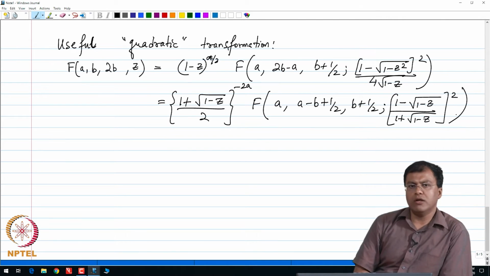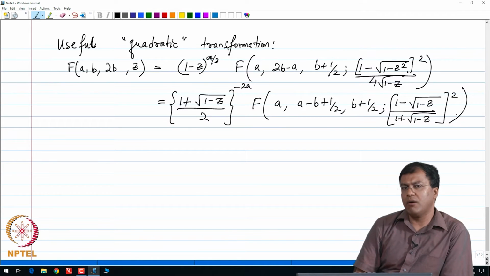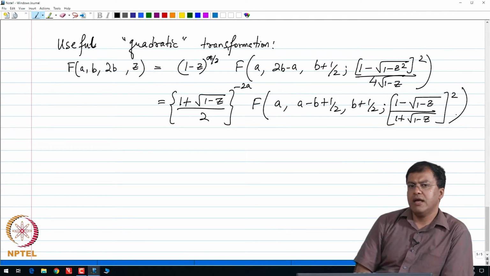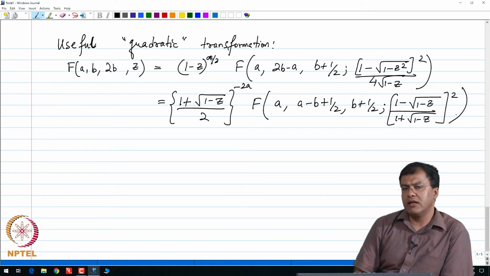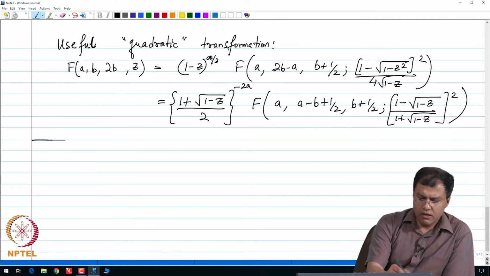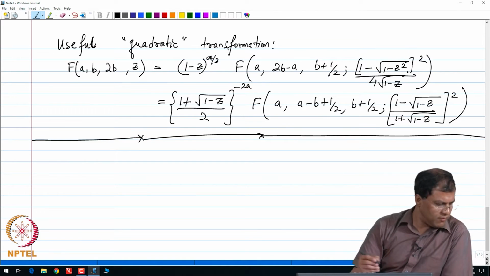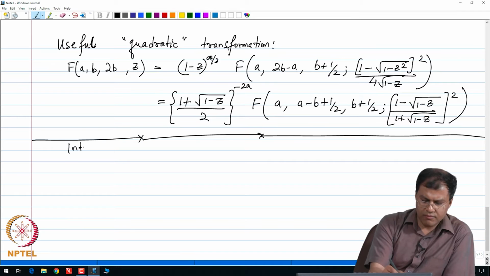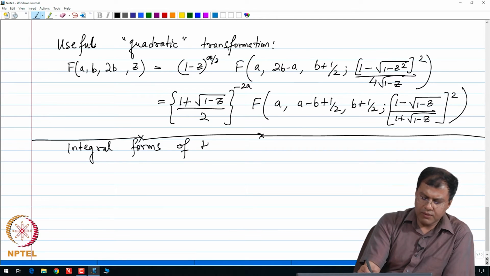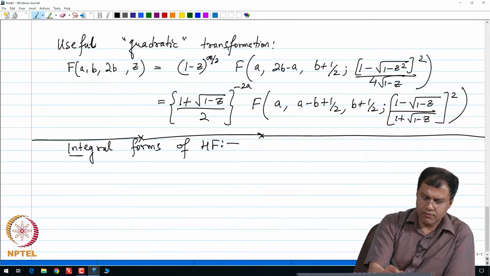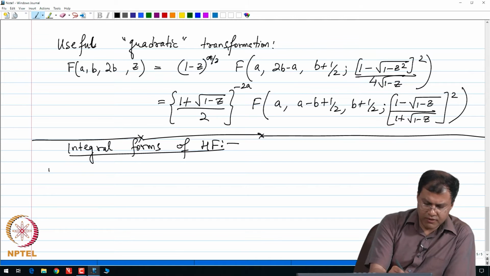And then let me also introduce two other concepts, in fact three other concepts. One is the integral form of the hypergeometric functions, and also look at the hypergeometric functions for two variables x and y, and also introduce certain special integrals known as the elliptic integrals. So, the first discussion will involve the integral forms of hypergeometric function.